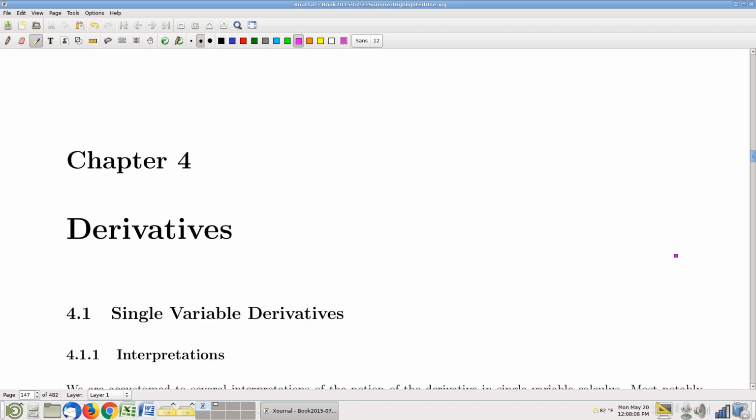The stuff that we do tomorrow in chapter 4 is not fair game for the midterm. Chapters 1, 2, and 3 are all fair game for the midterm on Wednesday. See you later, y'all.